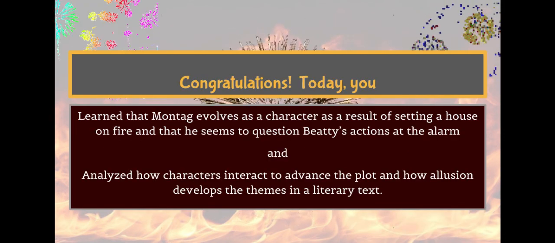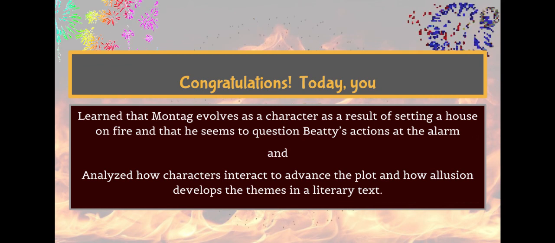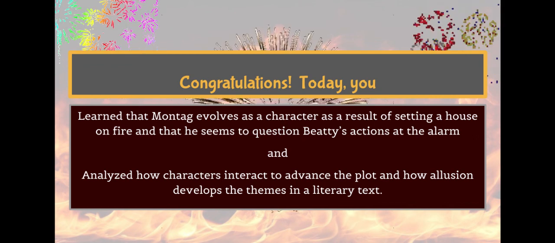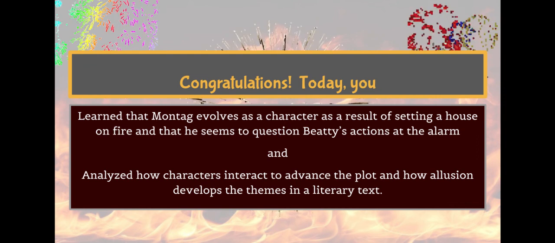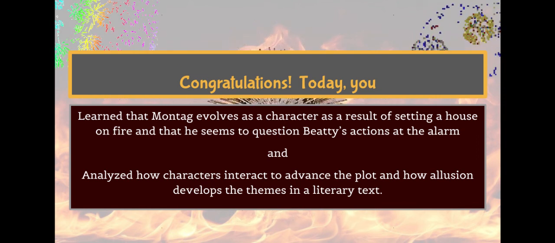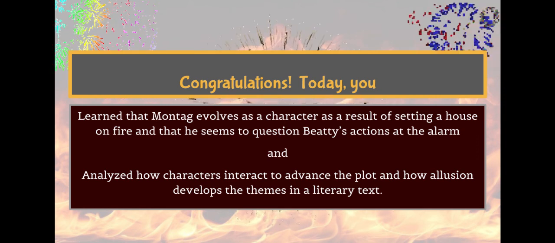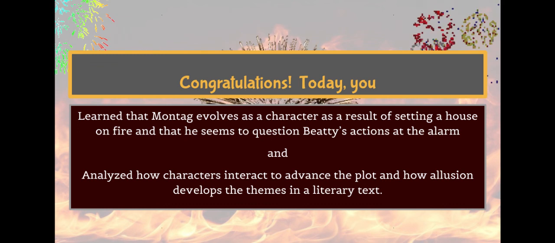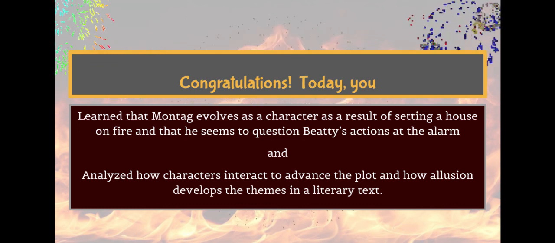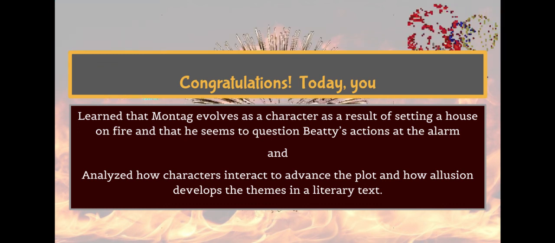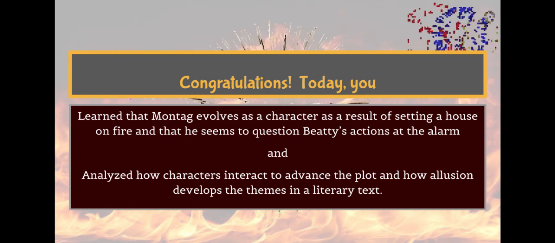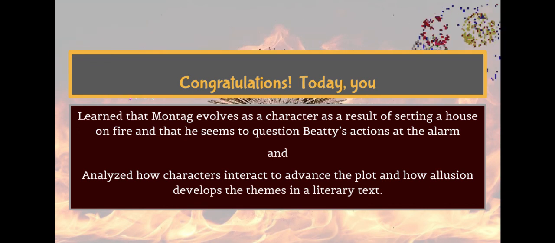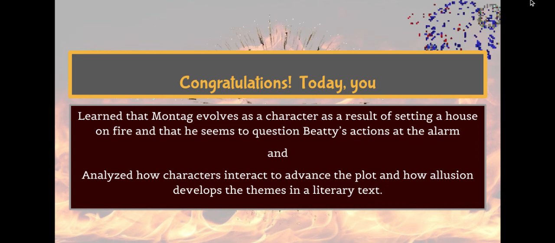Congratulations! You have completed Lesson 13 of the Fahrenheit 451 unit. In this lesson, you learned that Montag evolves as a character as a result of setting a house on fire, and that he seems to question Beatty's actions at the alarm. And you also learned and analyzed how characters interact to advance the plot and how allusion develops the themes in a literary text.